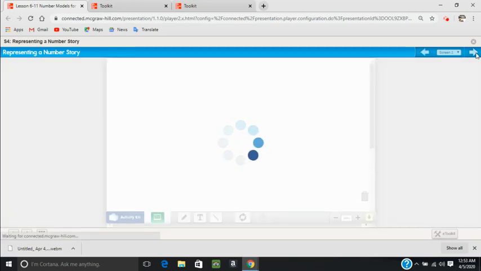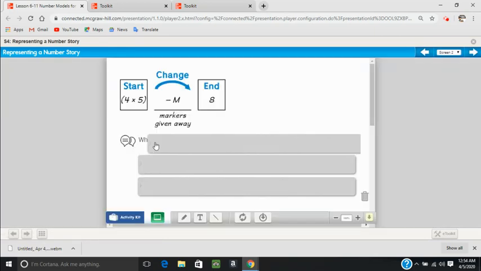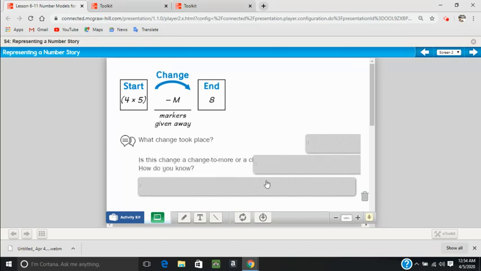Let's look a little closer. What change took place? Well, if you remember, Mrs. Burns gave away some markers in the problem. So that's the change that took place. Is this change to more or change to less? And how do you know? Well, if Mrs. Burns is giving away markers, then we know that it is changing to a less number. Because when you give something away, you start out with a bigger number, and then you take away some.